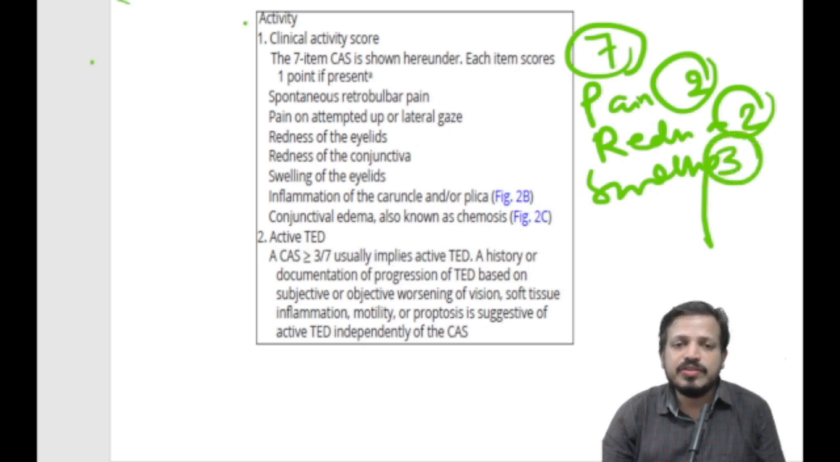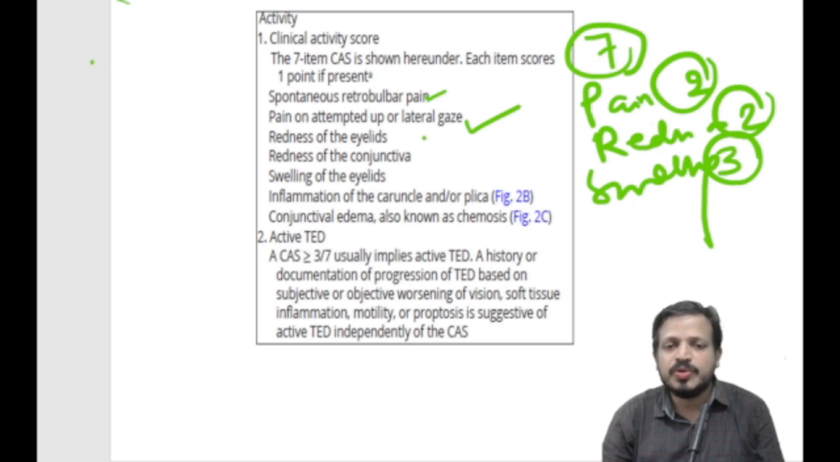In the pain, it may be spontaneous retroorbital pain or pain on movement, that is pain mostly on attempted up or lateral gaze. Then redness: either there is redness of the eyelid or redness of the conjunctiva. Then in the swelling, either there may be swelling of the eyelids, or swelling or inflammation of the caruncle or the plica, or conjunctival swelling or conjunctival edema. This is also known as chemosis.